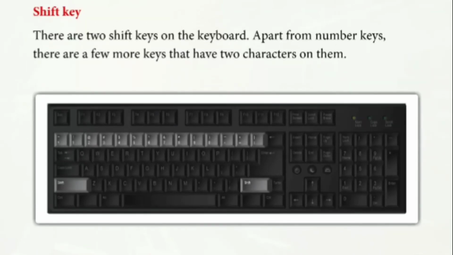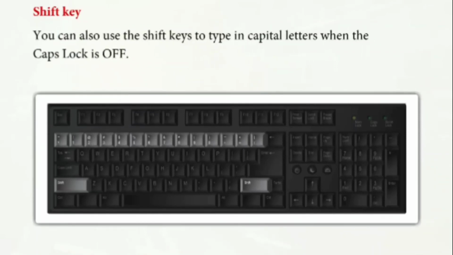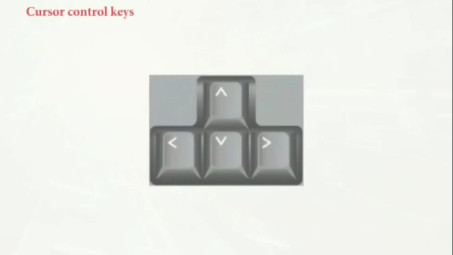There are 2 Shift keys on the keyboard. Apart from number keys, there are few more keys that have 2 characters on them. You can use the Shift key to type characters marked on the upper part of these keys also. You can also use the Shift keys to type in capital letters when the caps lock is off.